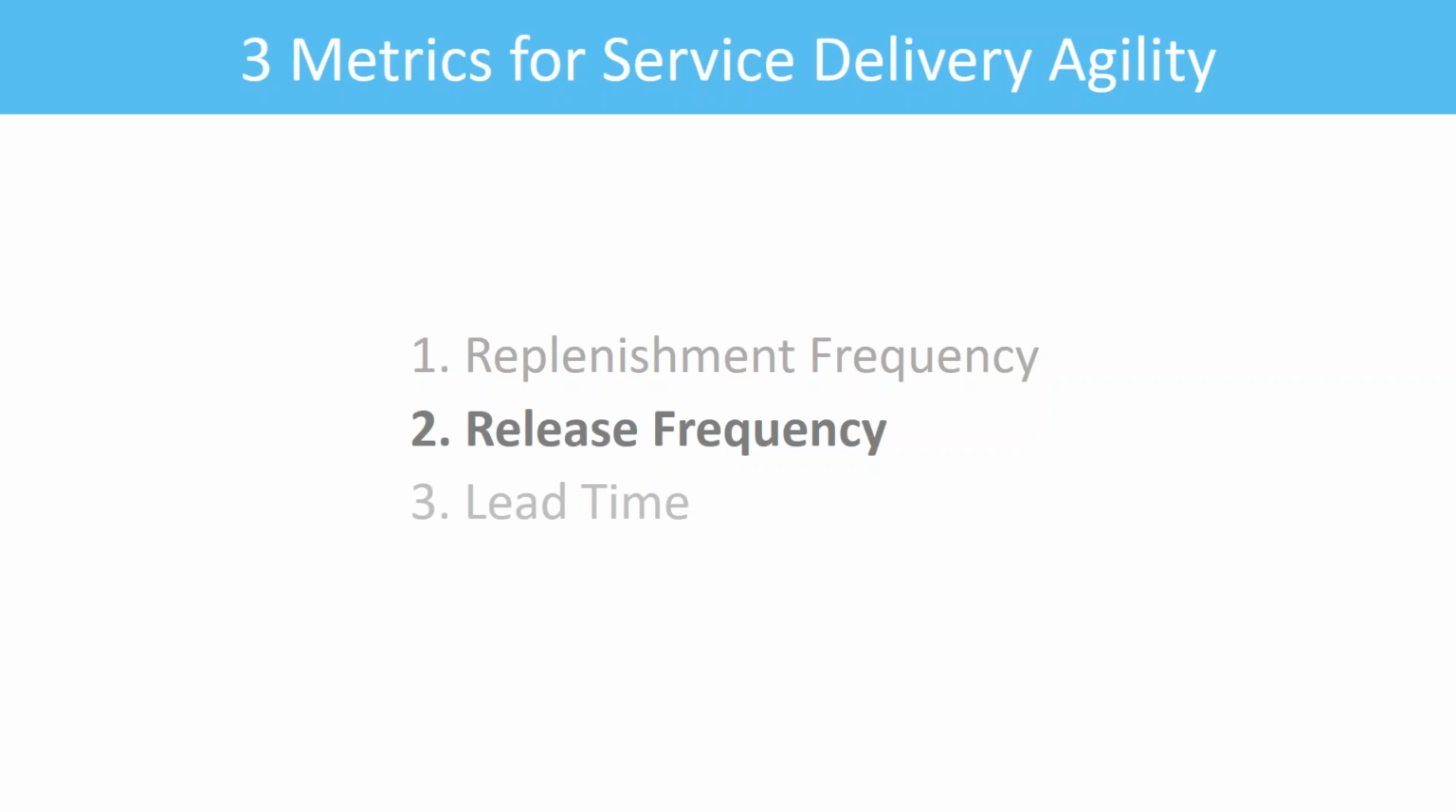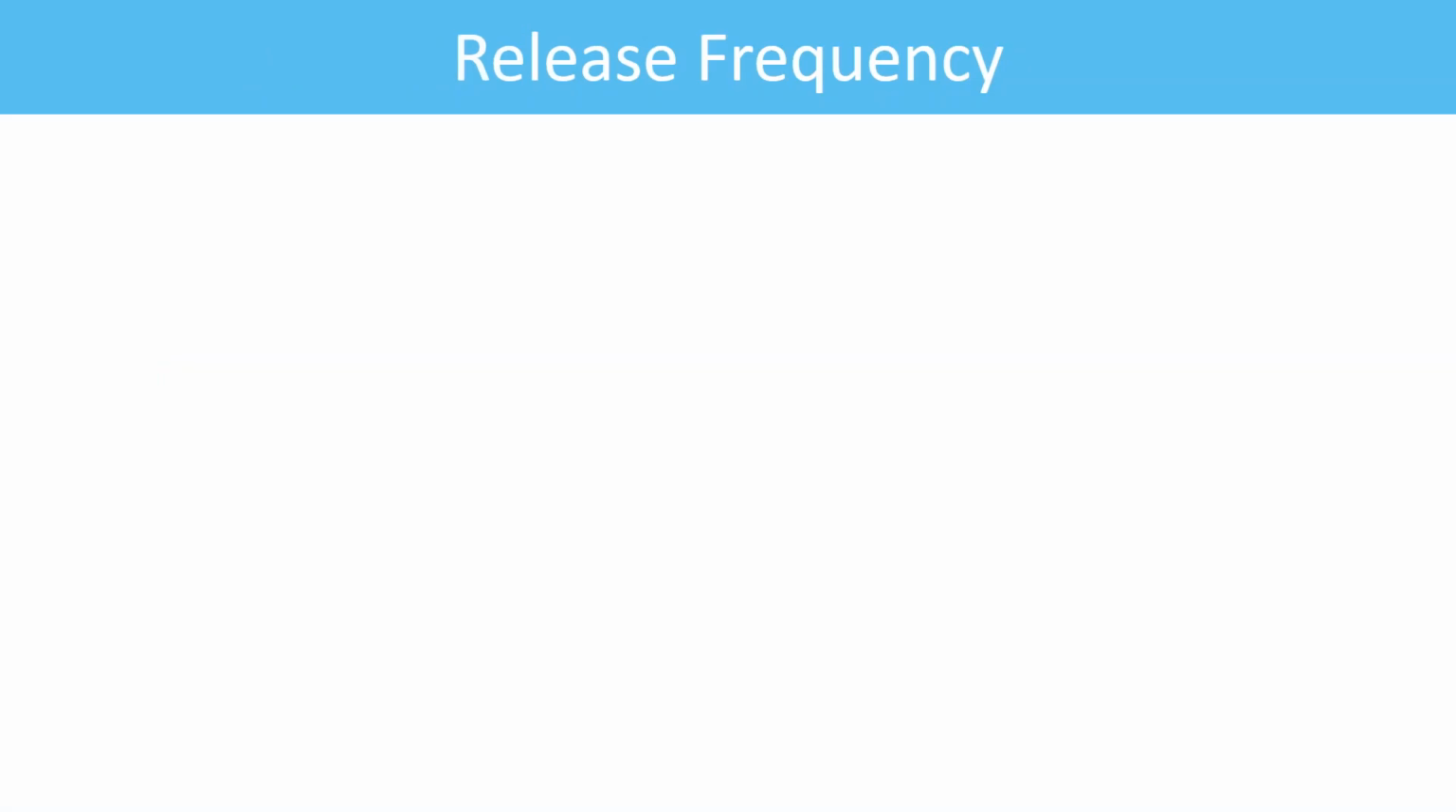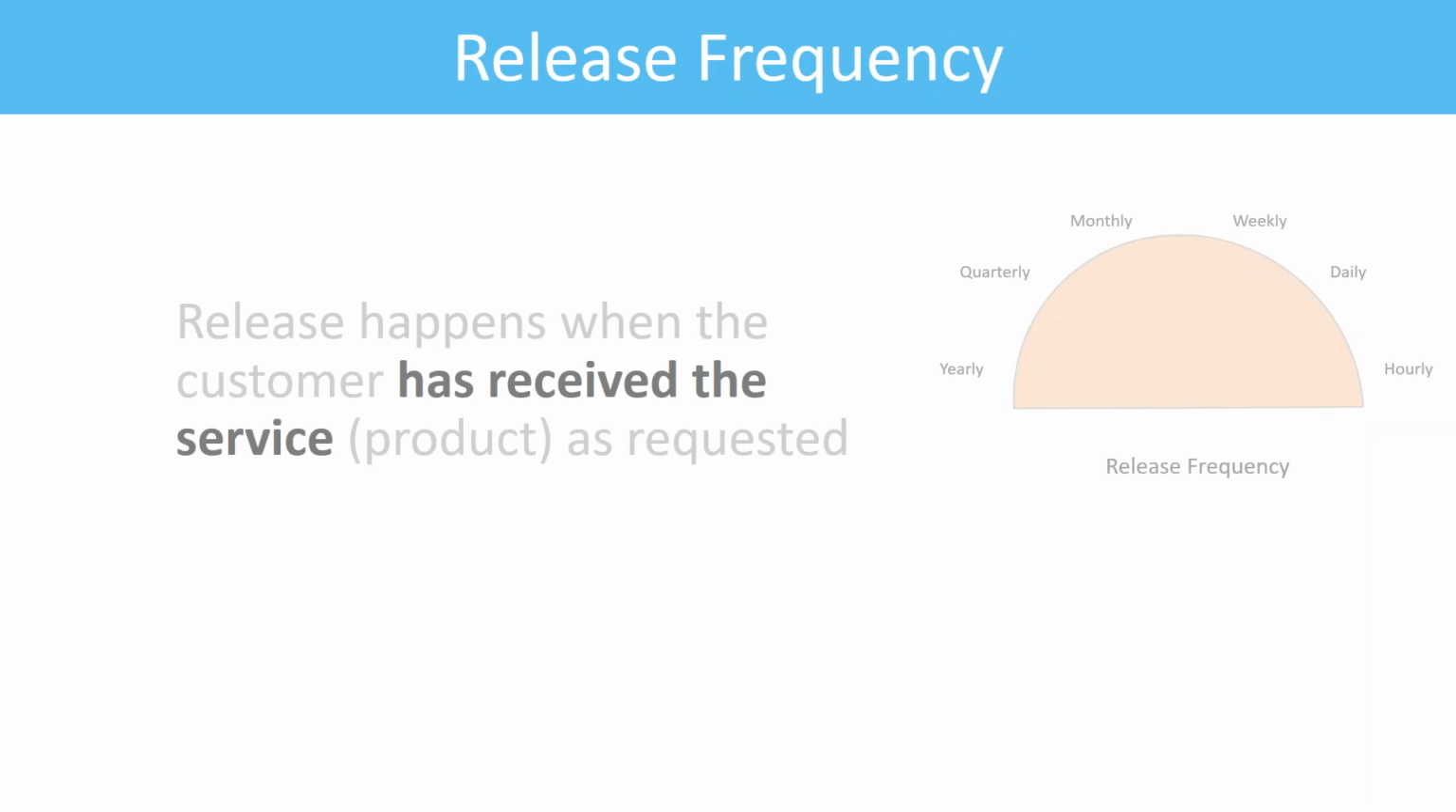Second, release frequency. That's very, very similar to replenishment. But let's go into the definition for a bit first. What is a release? Well, when we're talking about release, we're saying that only when the customer has received the service as requested, that's a release. If you have done the work already and all the work is according to spec, it doesn't mean anything if the customer hasn't received it yet. The customer has to receive it in order for it to be a release.